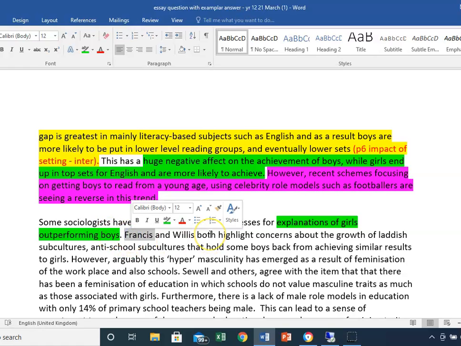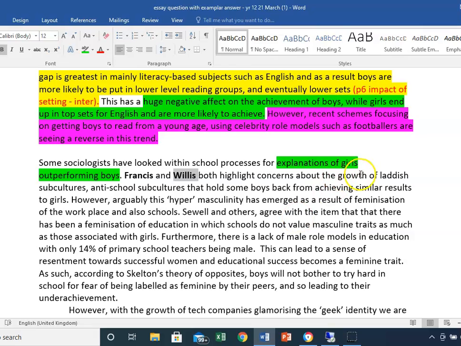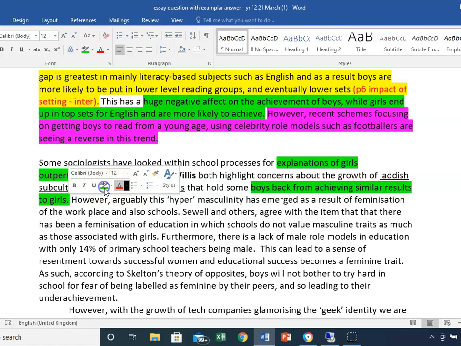Francis and Willis, studies are bold, aren't they? Francis and Willis both highlight concerns about the growth of laddish subcultures and anti-school subcultures. So those are concepts that hold some boys back from achieving similar results. Boys back from achieving, that is application. Achieving similar results to girls, that's all application.